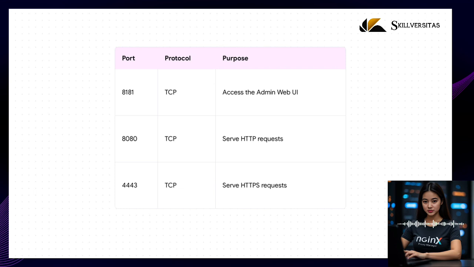Okay, now for those ports. There are 3 of them, and they are non-negotiable. You've got to have them. First, 8181. That's your private entrance to the admin web interface, where you'll do all the setup. Then you have 8080 and 4043. These are the public-facing doors. 8080 handles standard HTTP traffic, and 4043 handles the secure HTTPS traffic. All requests from the outside world come through these 2.